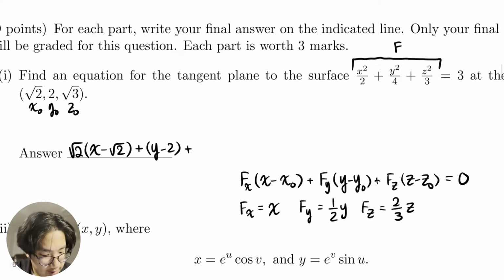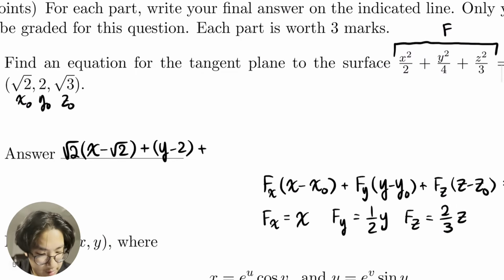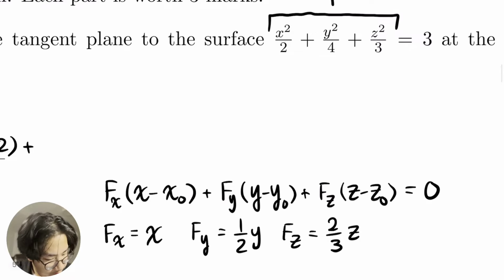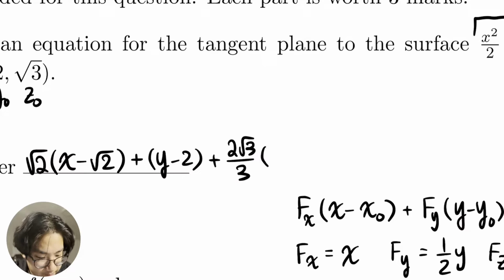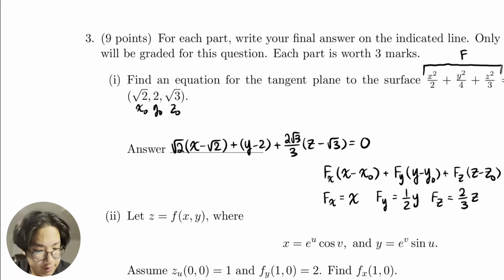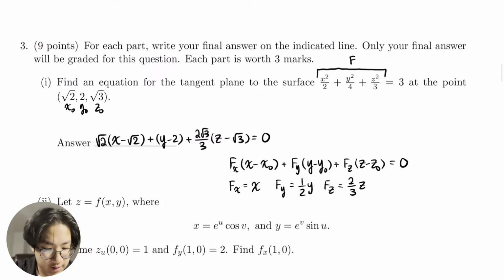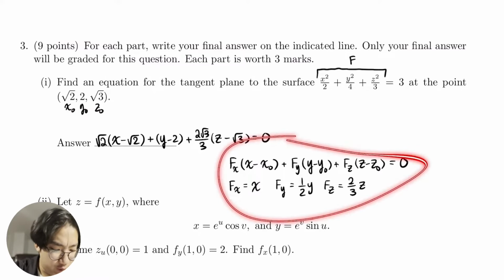And then f sub z is 2 over 3 times z, and z here is root 3. So we have 2 root 3 over 3 times z minus z naught, which is root 3. And this right here is equal to 0. So this would be your final answer. So this one, just confirming, yeah, this one's more of a straightforward one. It's just quite literally from the definition of the equation of a tangent plane, or just formula, I guess.